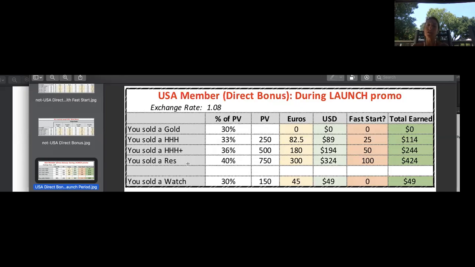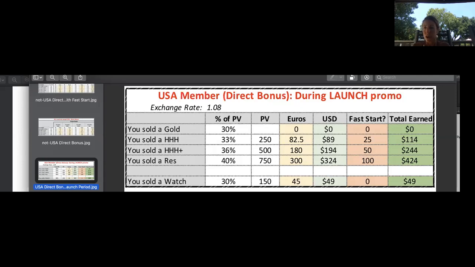So if you look at this chart for a Resonance, instead of earning the 641 during Fast Start, you would earn 424 during Fast Start. Because again, it's based on 40% of the reduced PV in euros, converted to US dollars. So the numbers are different. And this chart will be listed further below for easy reference.